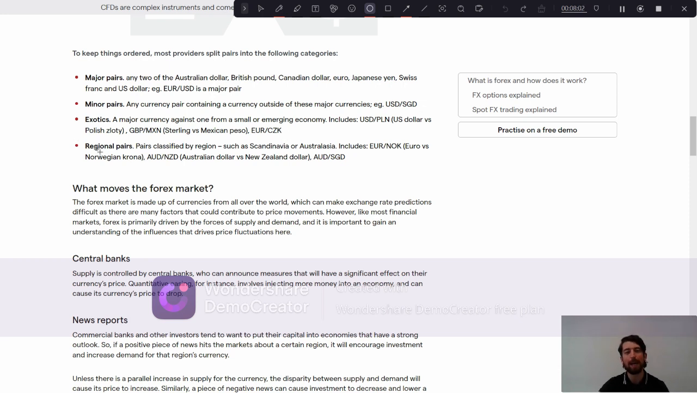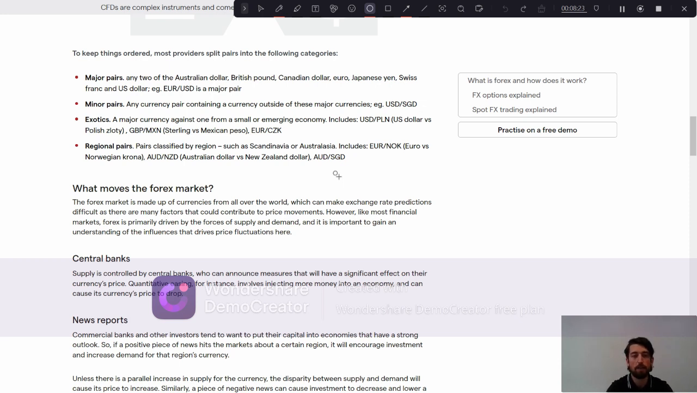And then again, regional pairs, we don't need to know too much about it. It's just pairs that are right next to each other, like the euro and Norwegian krona, and the Australian dollar versus the New Zealand dollar, that kind of deal. So that is what currency pairs are, and hopefully that makes quite a lot of sense to you.